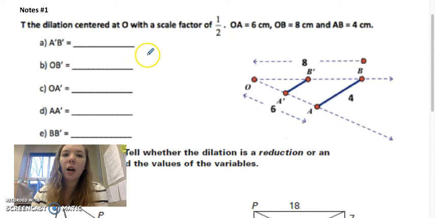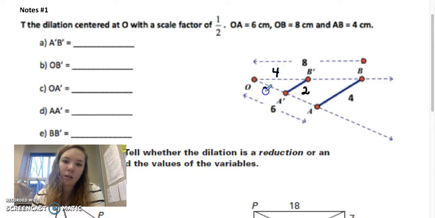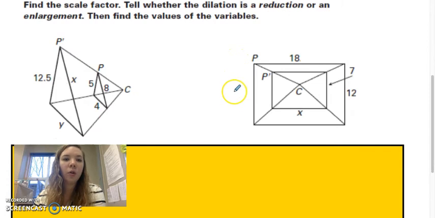The dilation is centered at O with a scale factor of 1/2. OA is 6, OB is 8, and AB is 4. So those are already labeled again for us, and our scale factor is 1/2. So half of 4 is 2, half of 8 is 4, half of 6 is 3, and then if we subtract, those would be 4 and 3 also. We take the total, 6 minus 3 is 3, 8 minus 4 is 4. Now we should be able to fill in this section. There we go.